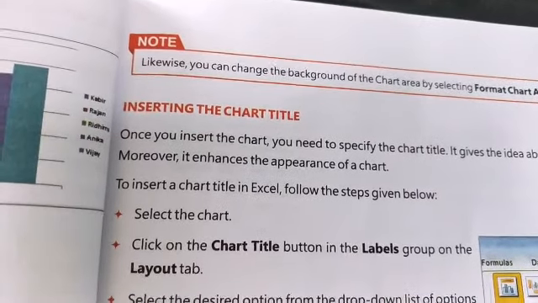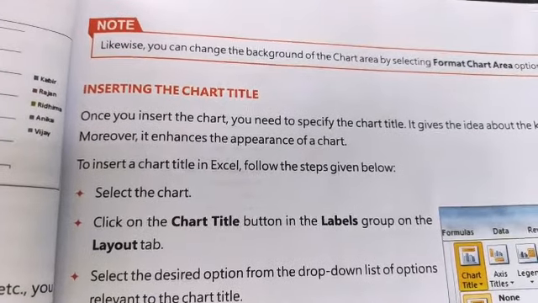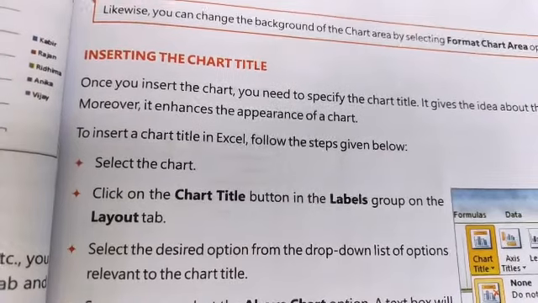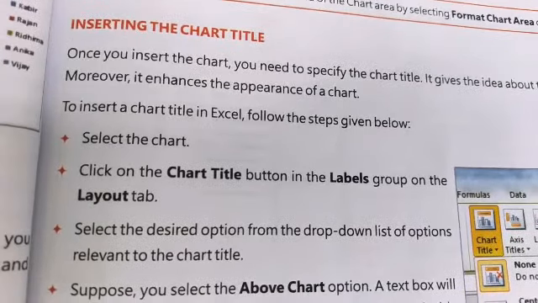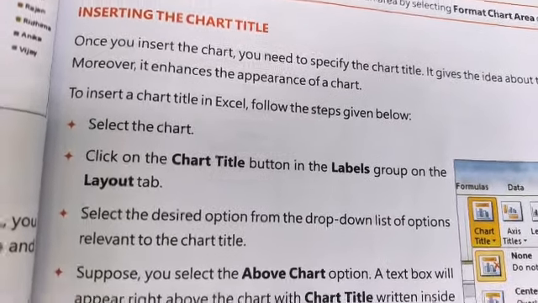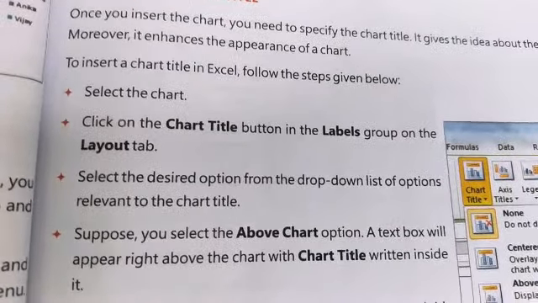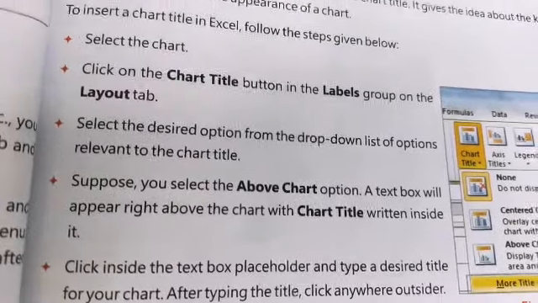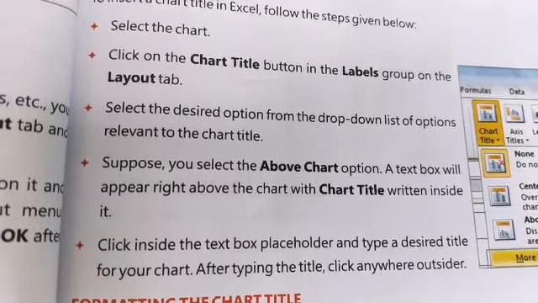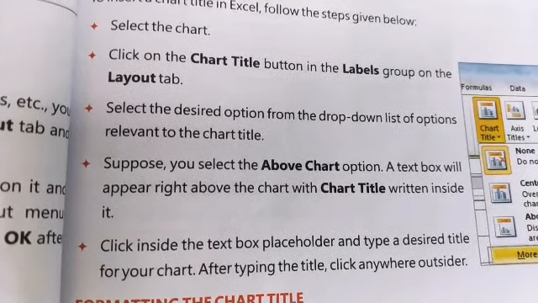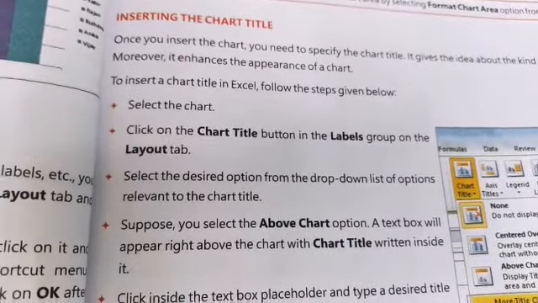First of all, you have to select the chart, then click on the chart title button in the labels group on the layout tab, and select the desired option from the drop down list. Suppose you have selected the above chart option, a text box will appear right above the chart with the title written inside it. Click inside the text box placeholder and type the desired title for your chart. After typing the chart title, click anywhere outside.